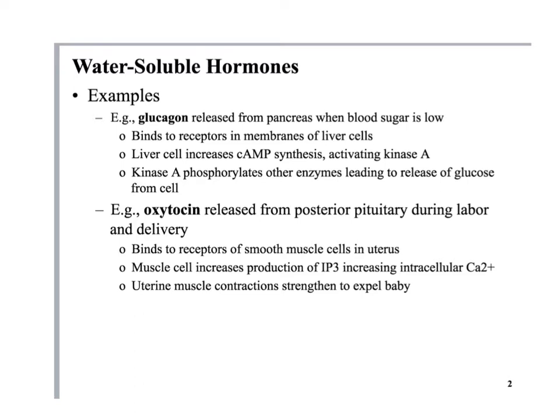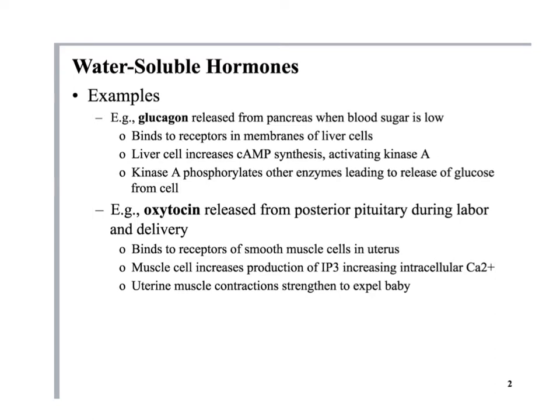What is cyclic AMP then? Are you asking or are you telling me? Okay, it's the second messenger, right? Good. And that activates kinase A. Kinase A phosphorylates other enzymes, leading to the release of glucose from the cell. Okay? Pretty straightforward, right? An example of a second messenger.